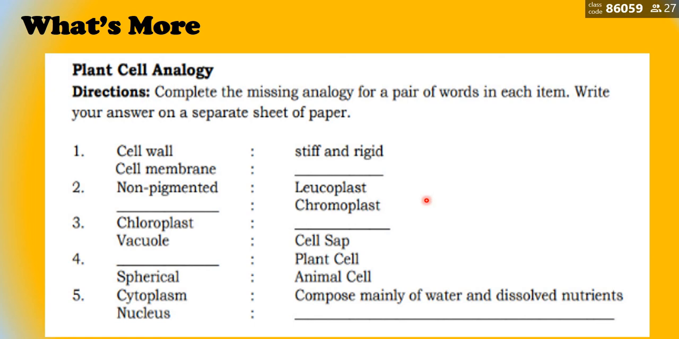That's correct. Number 3, chloroplast. Counterparts: chlorophyll, vacuole, cell sap. Number 4, if the animal cell is spherical, the plant cell is rectangular. That is correct. Number 5, cytoplasm, composed mainly of water and dissolved nutrients. How about the nucleus? The nucleus contains the DNA and the RNA.